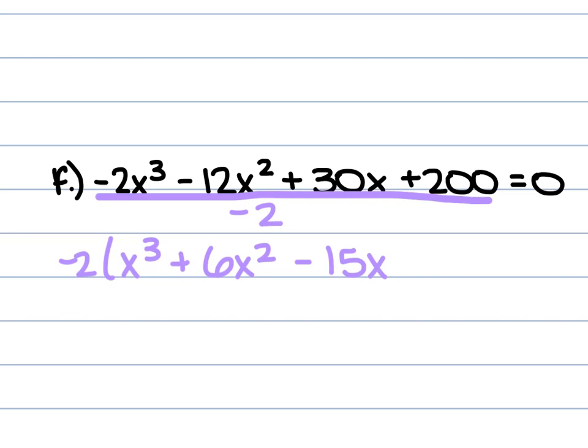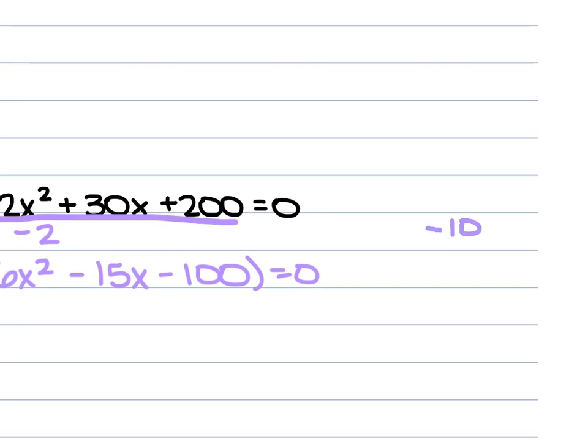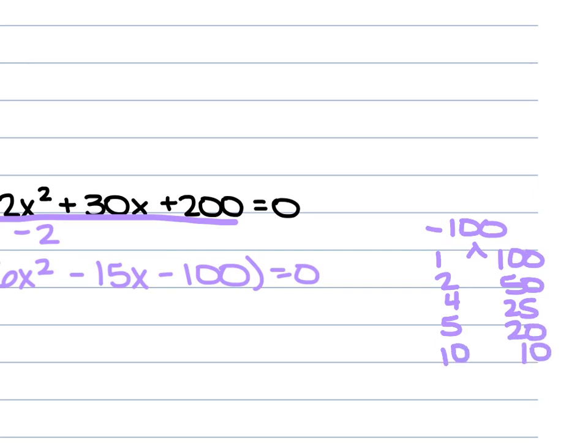First, find your factors of the 100. It's supposed to be 100, not 200. So first find the factors of 100. We're going to find the positive ones first. We have 1 and 100, 2 and 50, 4 and 25, 5 and 20, as well as 10 and 10.